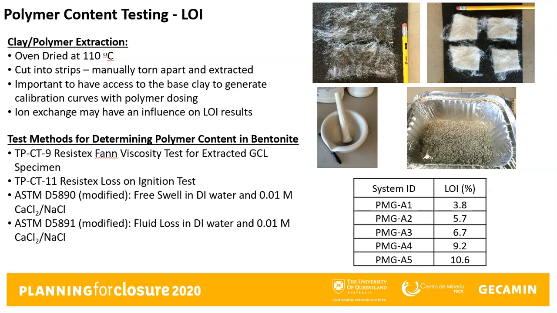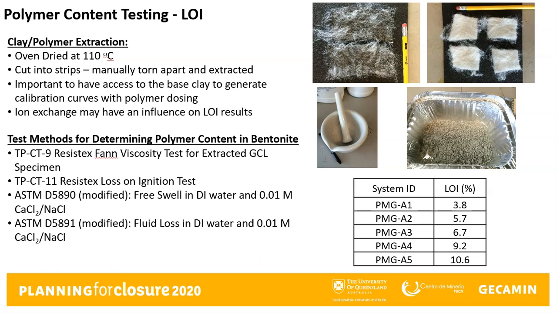The GCL samples are dried in an oven and cut into small squares. The squares are ripped open, and the bentonite and polymer are extracted and milled into a powder to homogenize the clay and the polymer. Several tests can then be used to indirectly quantify the added polymer content, such as loss on ignition, fan viscosity, free swell, and fluid loss.